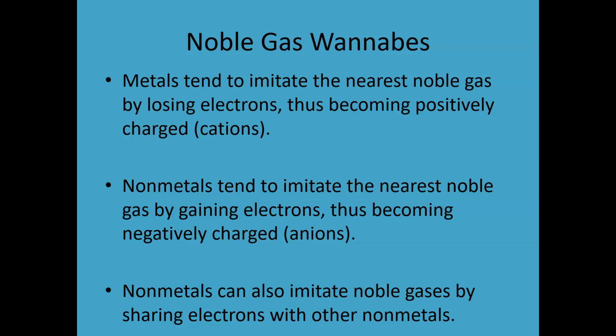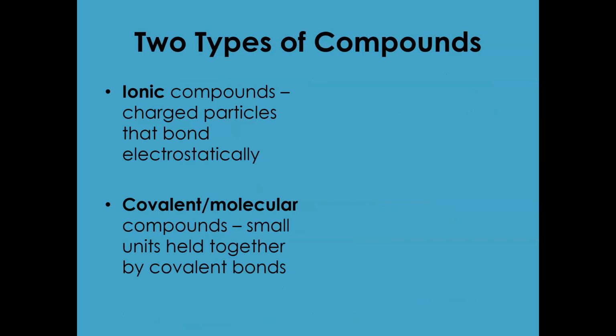Nonmetals can also imitate the nearest noble gas by sharing electrons with other nonmetals, and when that happens, that's called covalent bonding, which we'll talk about just briefly in this video, but we will discuss in greater detail later on. So that leads to 2 types of compounds. You can have either ionic compounds in which you have a positively charged ion and a negatively charged ion coming together to bond. Or you can have what are called covalent or molecular compounds in which you have small units or collections of atoms held together by covalent bonds.